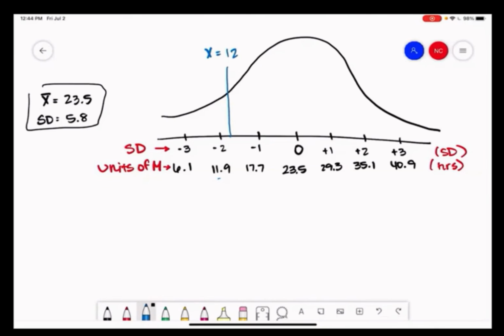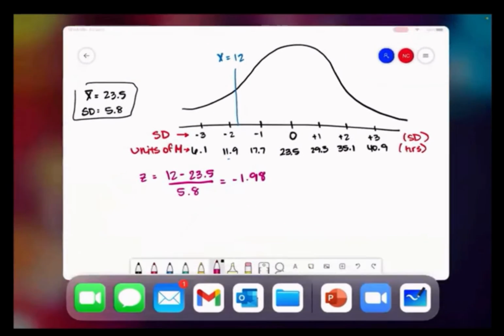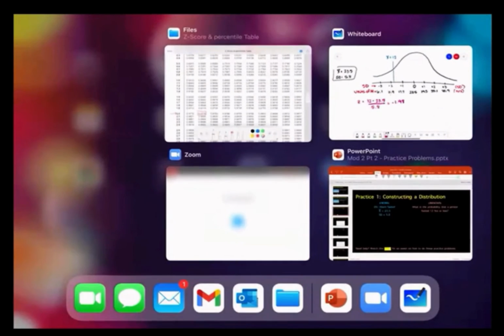The other way we can go about this is calculating the z-score, right? So z equals our raw score minus our mean divided by our standard deviation. Okay, and then we end up getting -1.98. So then we can look up this value on our z table, in the negative z table specifically.